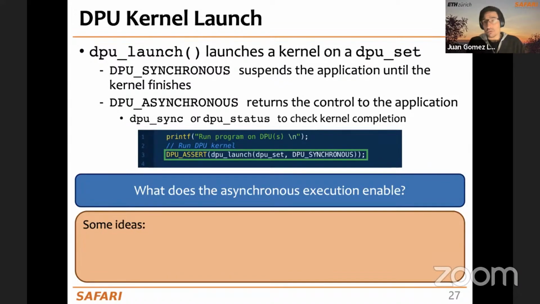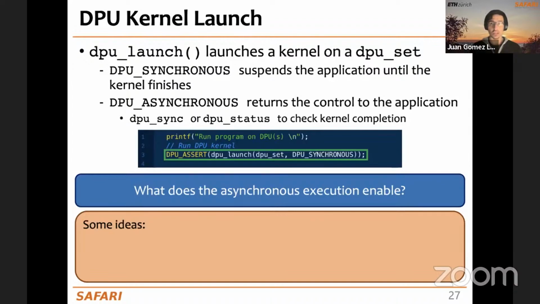Some ideas are that, for example, we can exploit task-level parallelism because we can have concurrent execution of different kernels on different DPU sets. Imagine that we have two different DPU sets in our program. We load two different kernels on these two different DPU sets. We start the execution of the program by the host thread, the main thread that runs on the host CPU. And at some point, we reach this DPU launch for DPU set 0. If this DPU launch is synchronous, the CPU will stall until the whole kernel is done. And then it will continue and it can launch the next kernel onto the other DPU set 1.